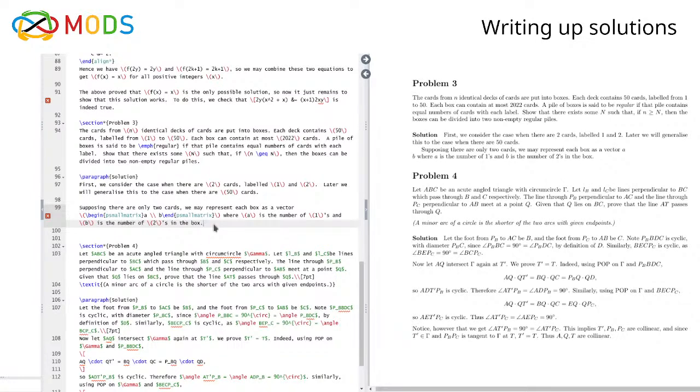Where'd you see this? Samuel in the chat said, you guys basically did the inverse solution. I did the inverse solution. Nice.